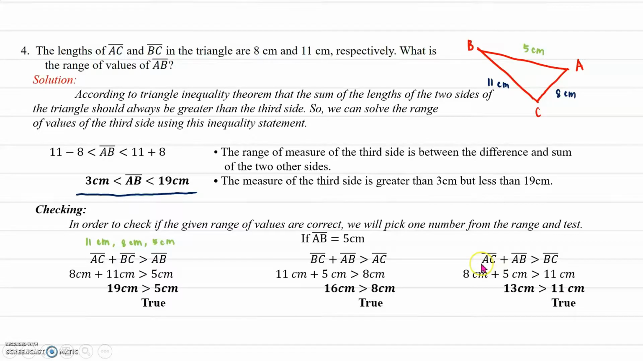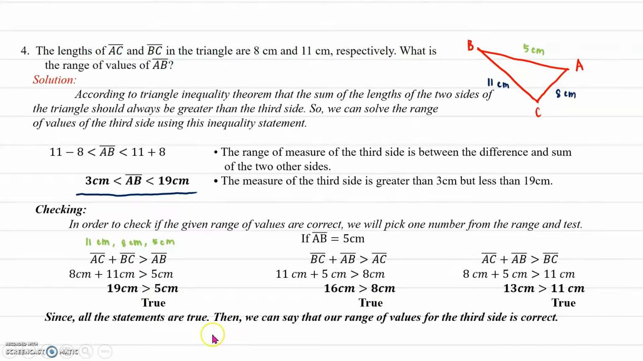And for the third one, we have segment AC plus segment AB. It should be greater than segment BC. So segment AC is 8 plus 5, that's 13. That's greater than 11 centimeters. So our third inequality statement is also true. So since our inequality statements here are true, then we can say that the range of values for the third side is correct. So this range here, okay, that is correct.